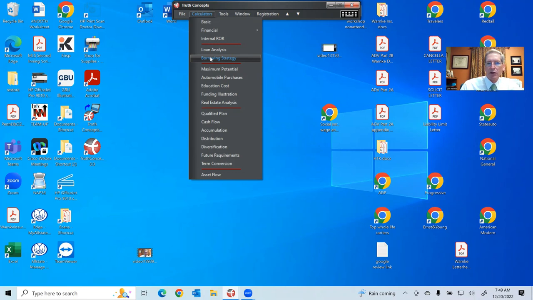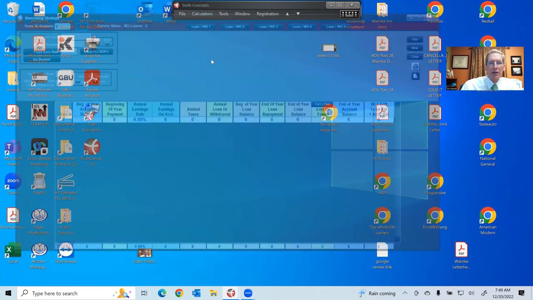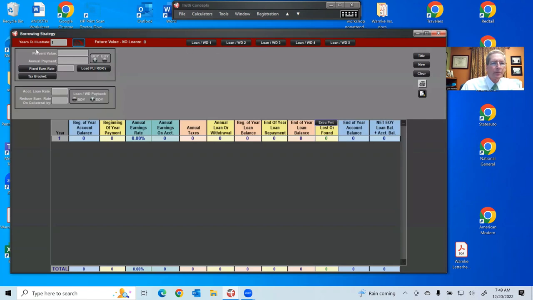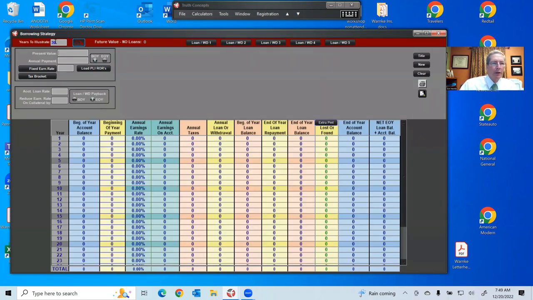I'm going to again be using the Truth Concepts Calculator. It's software that anybody can purchase online, and it does a great job running numbers to show you the whole picture. Today, I'm going to use the borrowing strategy calculator. In this scenario, we're going to take an individual and look over a 30-year period. This individual starts at zero, but they have determined that they are going to be a strong saver and save $10,000 a year.